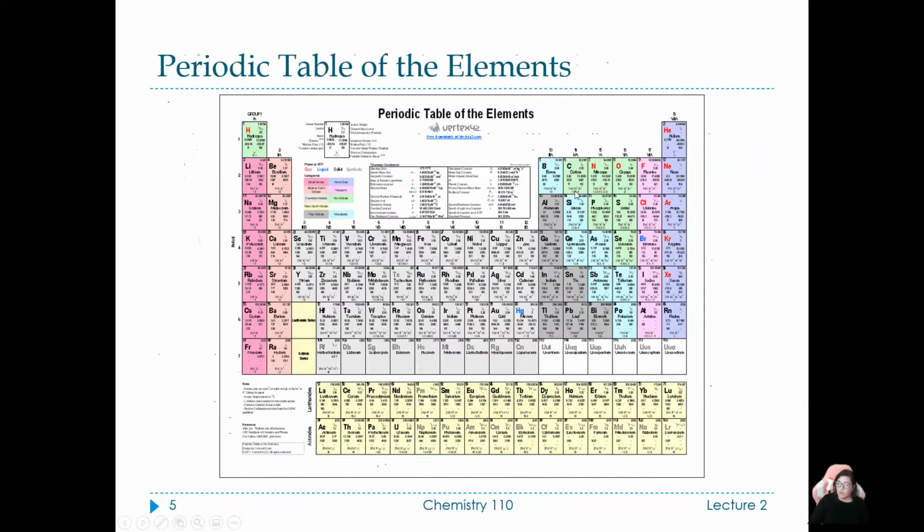So again, the metalloids are right in here. And you should recognize a lot of those from their work in microchips. So silicon, germanium is one of the things that we talk about, aluminum. Sorry, I almost called it aluminium because my husband's English. So those are our metalloids.